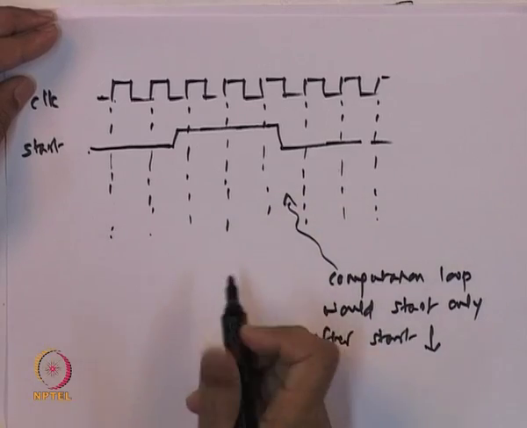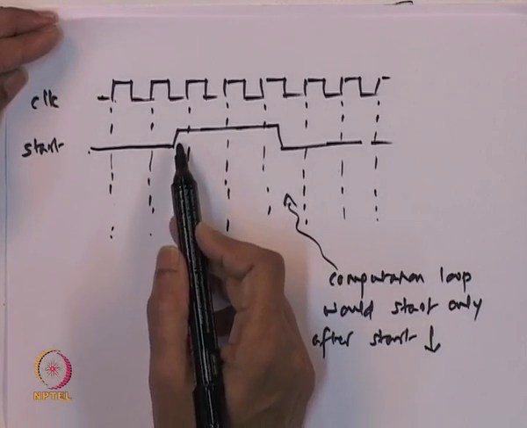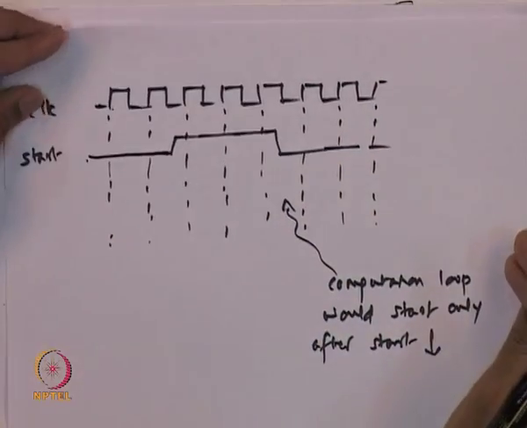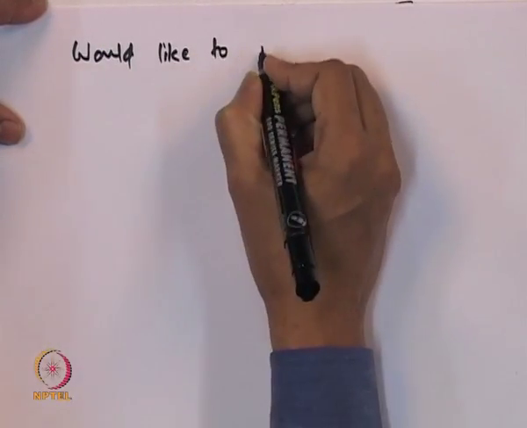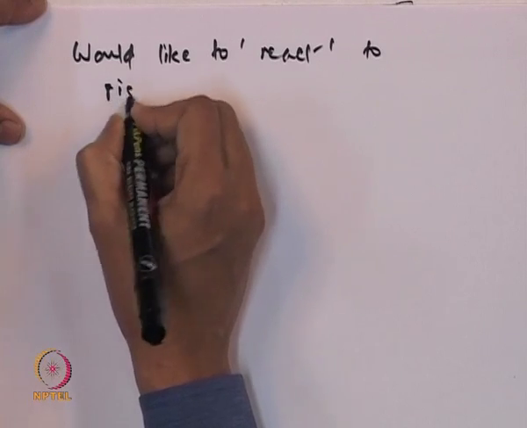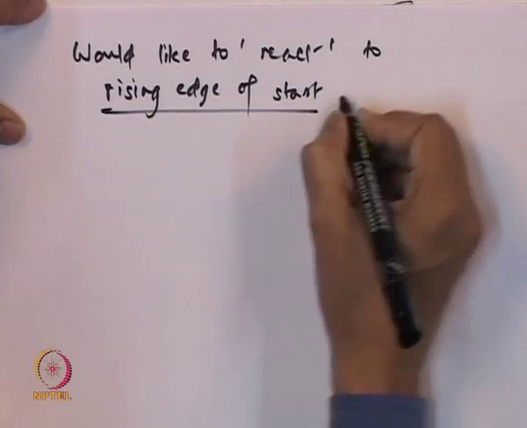That's a purely combinational controller, right? So the drawback of this single state controller is that it does not respond to start at the earliest. It responds to start sort of when the start goes down, the computation begins. So let us try and work around this little bit of problem. We would like to react to the rising edge of start as soon as possible.